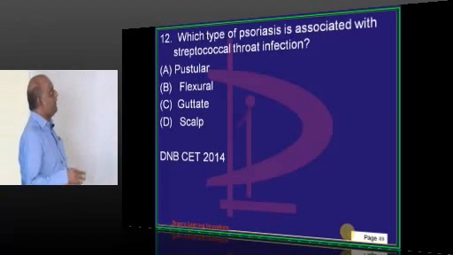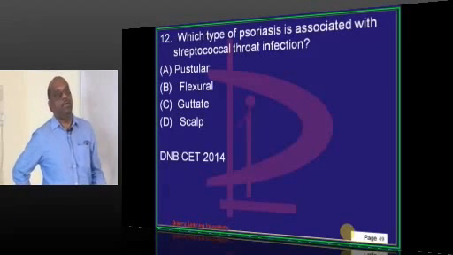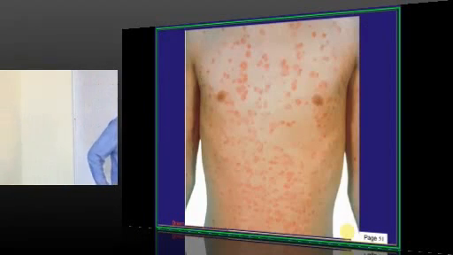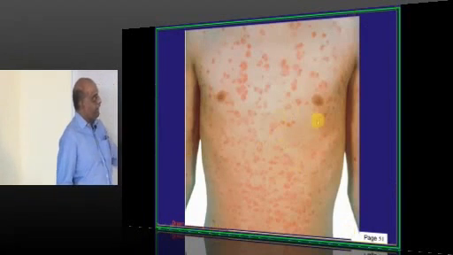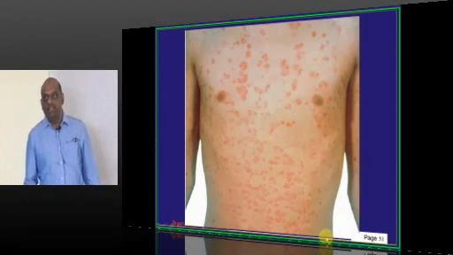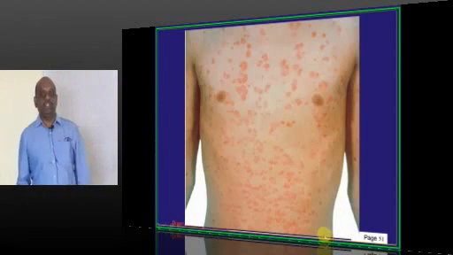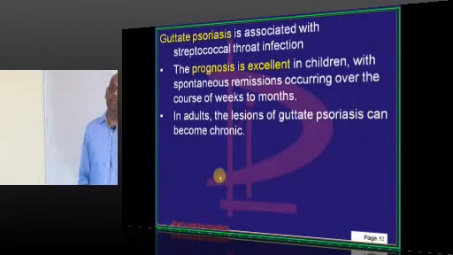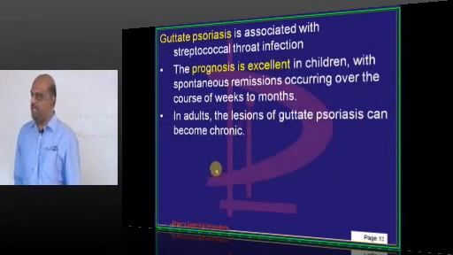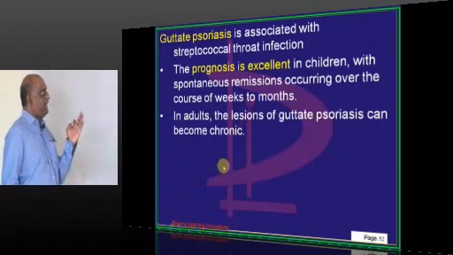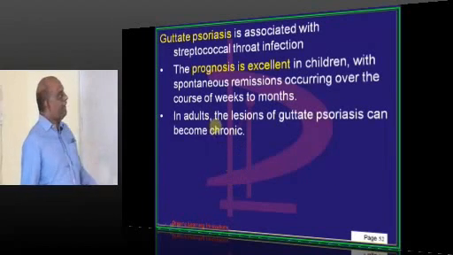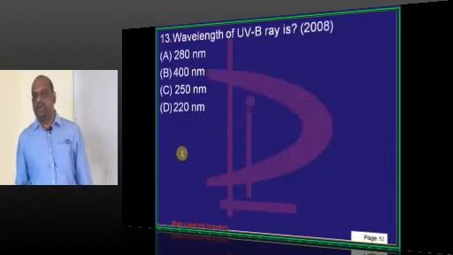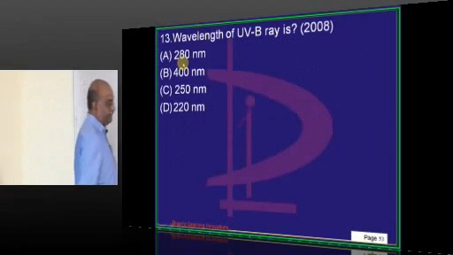So what is your answer, doctor? Streptococcal throat infection. It is guttate psoriasis, as you can see, multiple lesions of psoriasis after an episode of streptococcal sore throat. But how is the prognosis in this scenario of guttate psoriasis? Prognosis is excellent in children. You can expect spontaneous remission, which will occur over a period of weeks to months, is what I want to underscore to all of you.